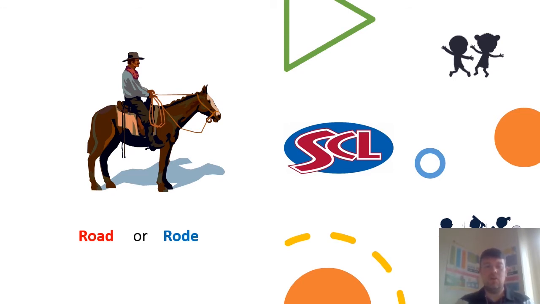So this road, like the cowboy rode his horse. This road, there were many cars on the road. So this is road for traffic, cars, buses, taxis on the road. And this road is when somebody rides an animal.